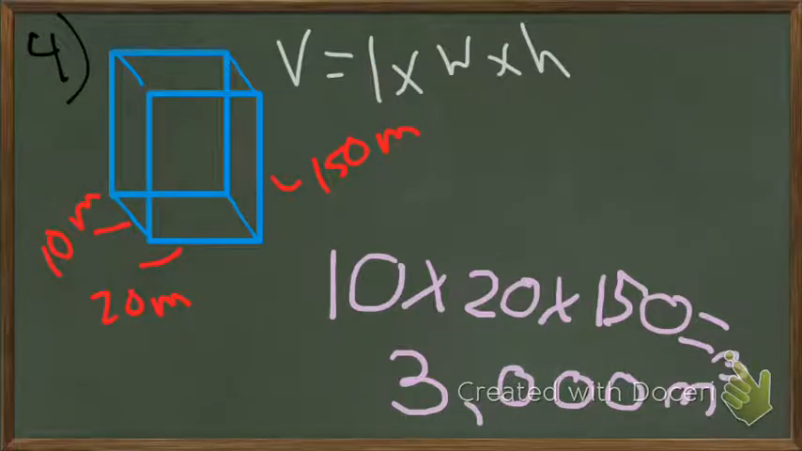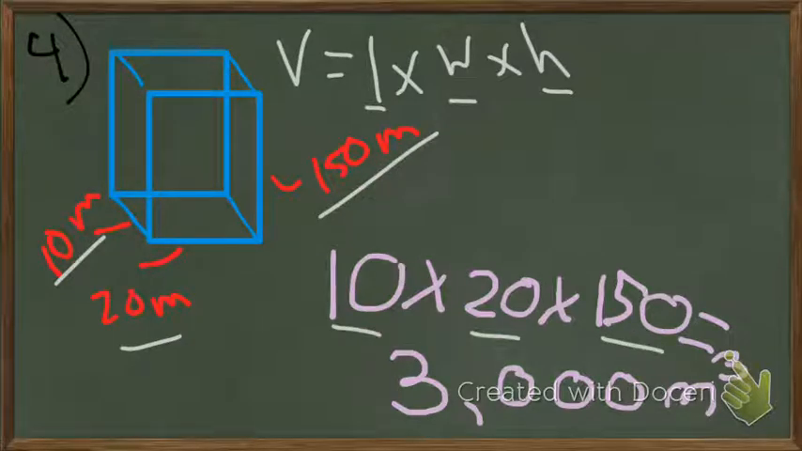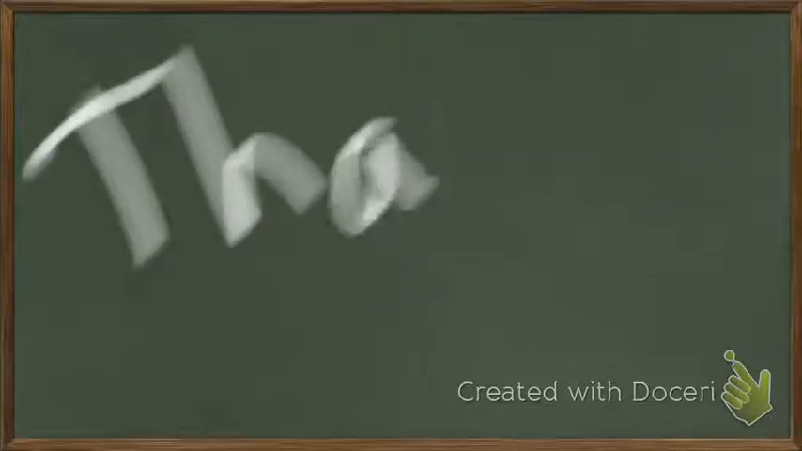Finally, our giant rectangular prism. Volume is length multiplied by width multiplied by height. We took our values of 10, 20, and 150, put them into our formula, and we end up with 3,000 meters cubed. Check mark. What do we say at the end of all of our videos? Thank you. Bye.